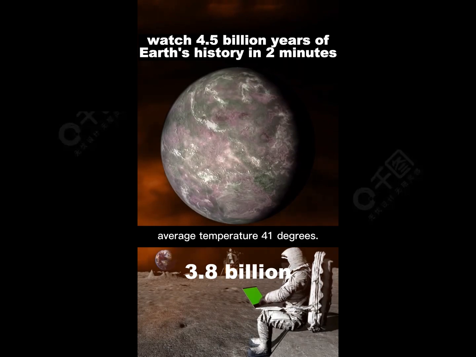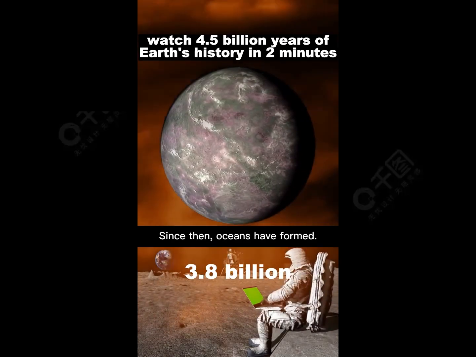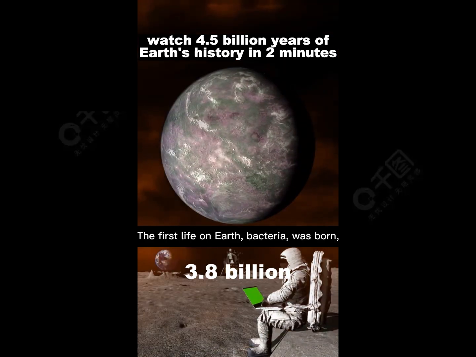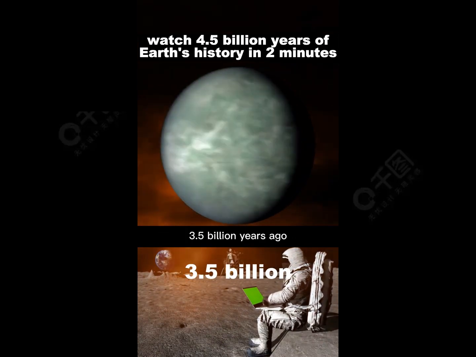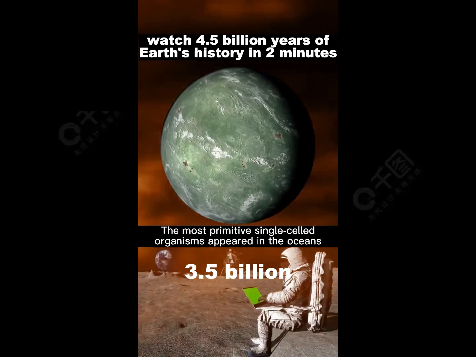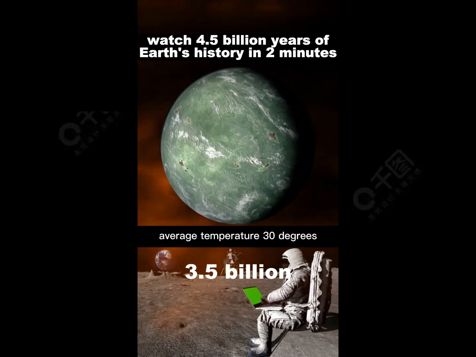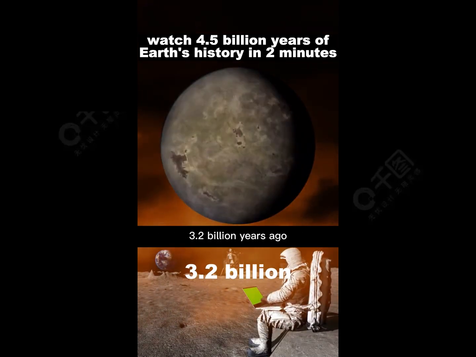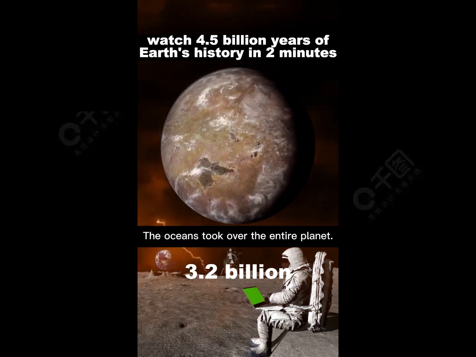3.8 billion years ago, average temperature 41 degrees. Since then, oceans have formed. The first life on Earth, bacteria, was born. 3.5 billion years ago, the most primitive single-celled organisms appeared in the oceans. Average temperature 30 degrees. 3.2 billion years ago, the oceans took over the entire planet.